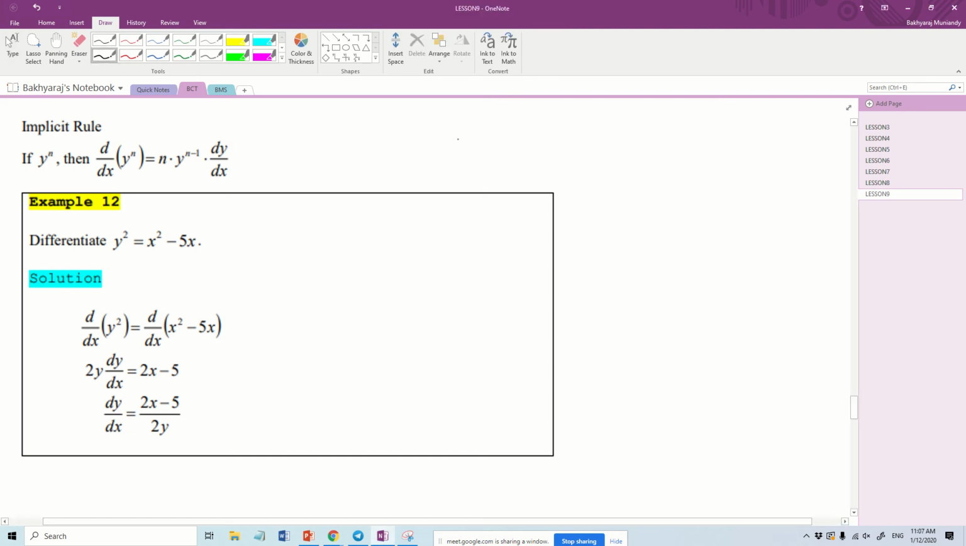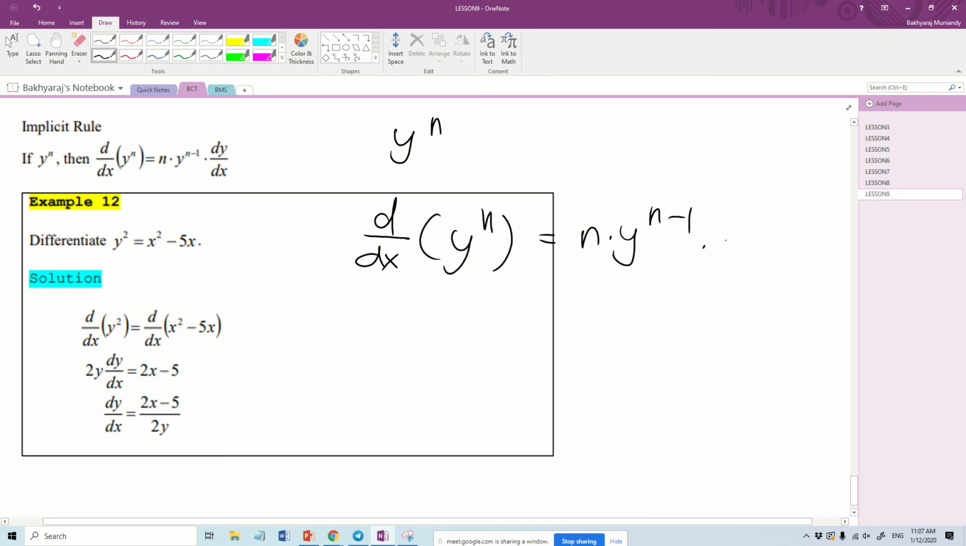Okay, let's say you have this problem. Look at this, y power of n. If we have y power of n, I'm going to differentiate this. So d over dx y power of n. Kalau kita nak differentiate ni, this time y itu sendiri kita differentiate. So bila kita differentiate y power of n, then you get n dot y power of n minus 1 dot dy dx. Itu maksud dia.